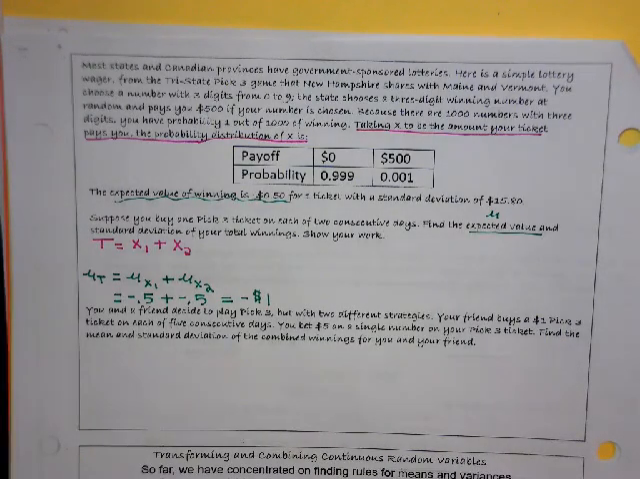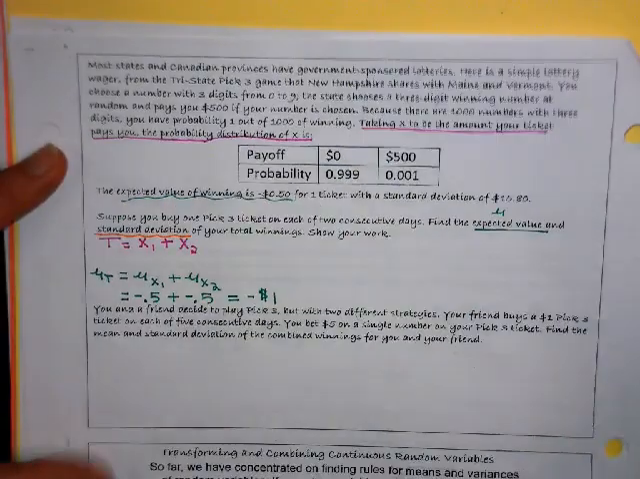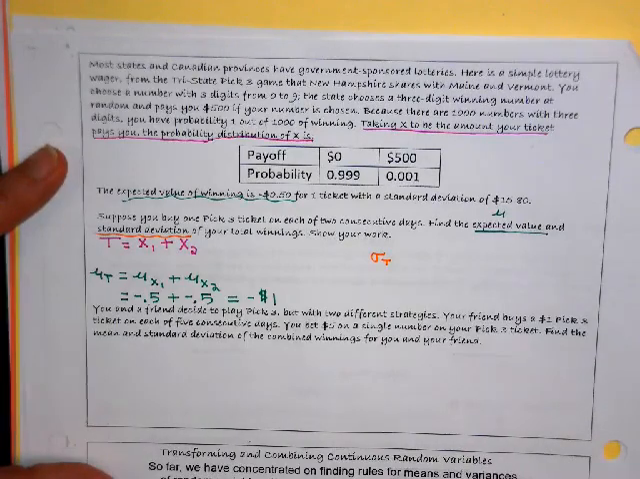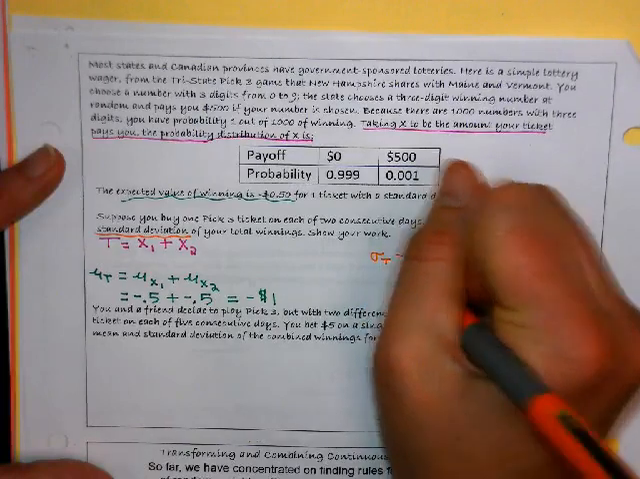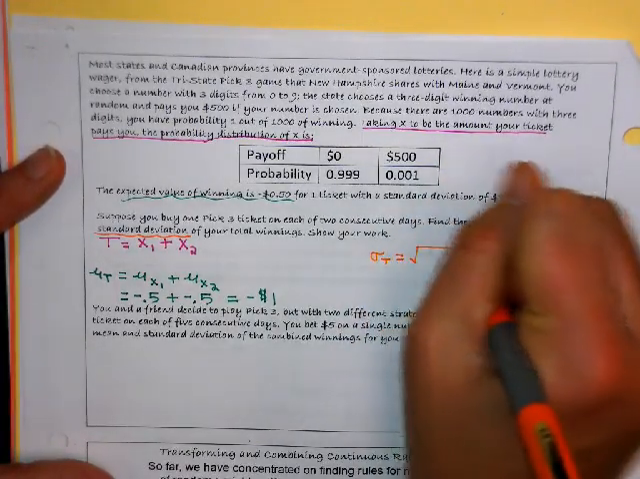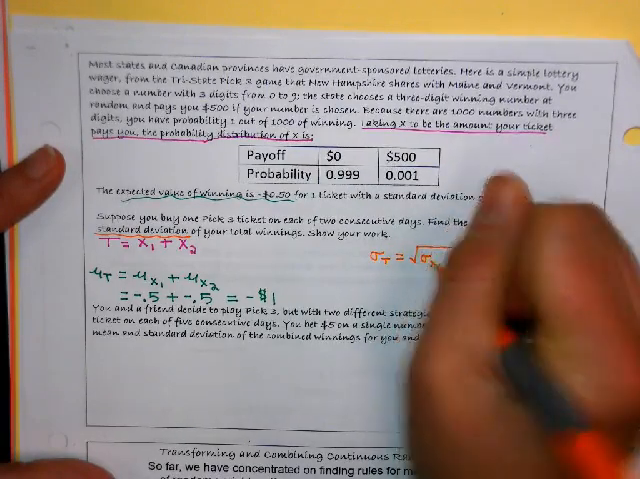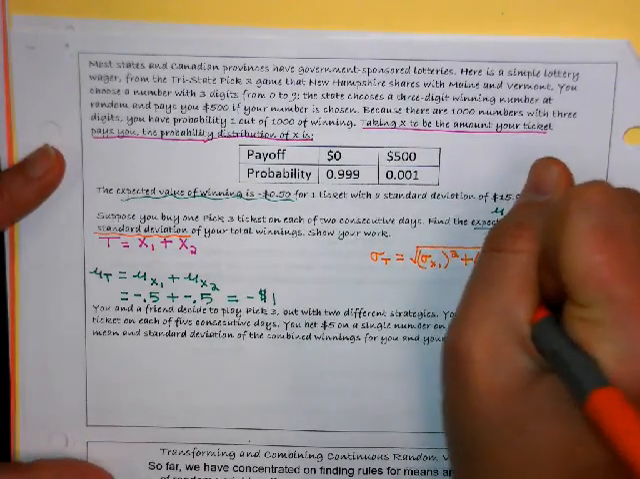Questions? Then we're going to also find the standard deviation. So standard deviation of t, like we saw in the warm-up, we can't add the standard deviations. We're going to have to add the variances. So we're going to take the square root of the standard deviation for day 1 squared plus the standard deviation of day 2 squared.